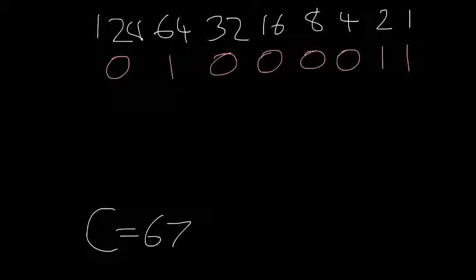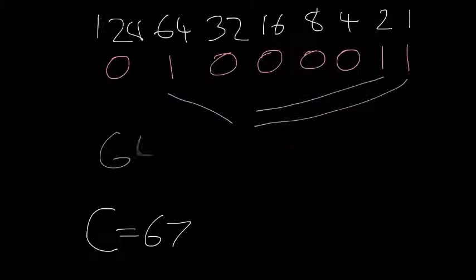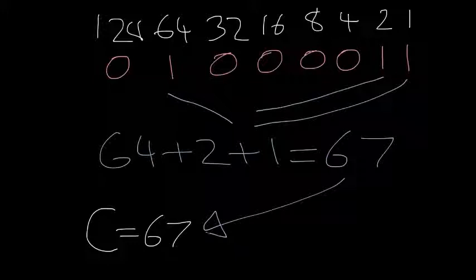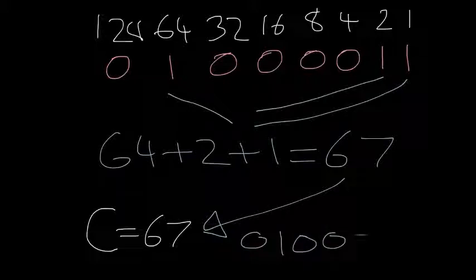So we now use 64, 2 and 1, which equals 67. That means if we were to write the letter capital C, uppercase C, in binary, we would write 0, 1, 0, 0, 0, 0, 1, 1.